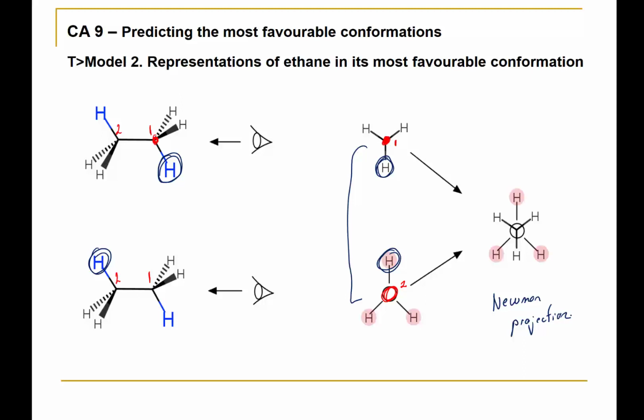So if I ask you to take a wedge and dash drawing and change it into a Newman projection, this is what you would do. Now we can also, however, start from a Newman projection and translate it into a wedge and dash. So let's take a look.